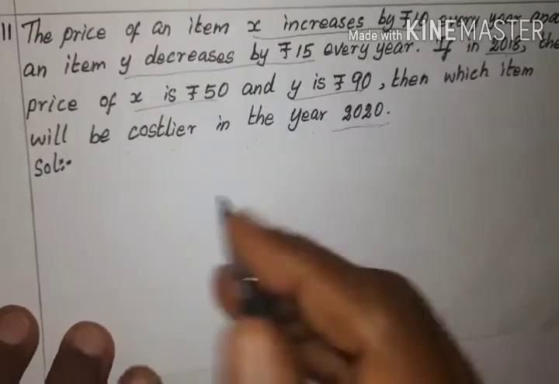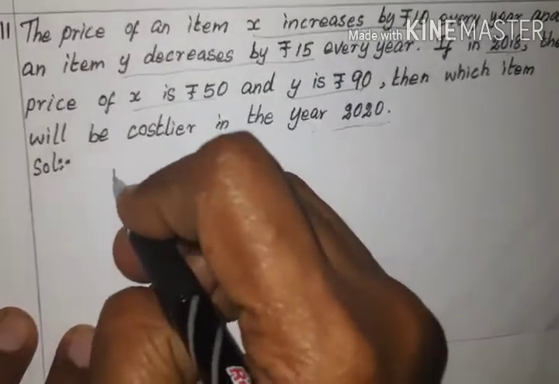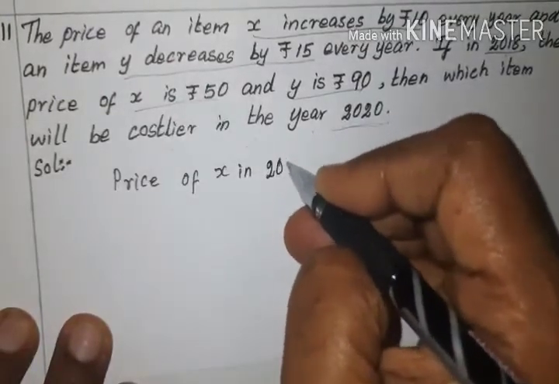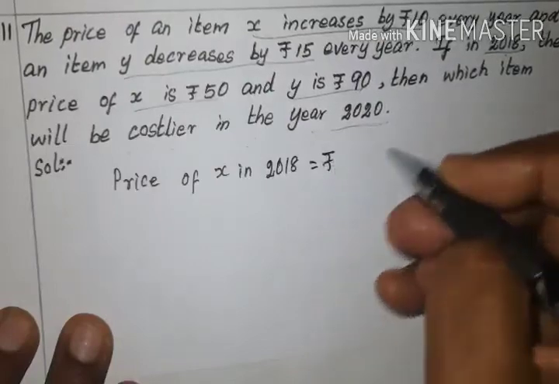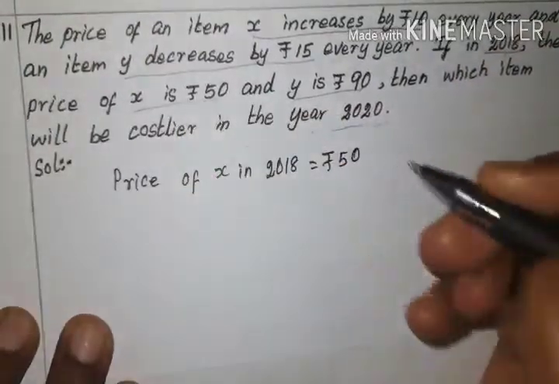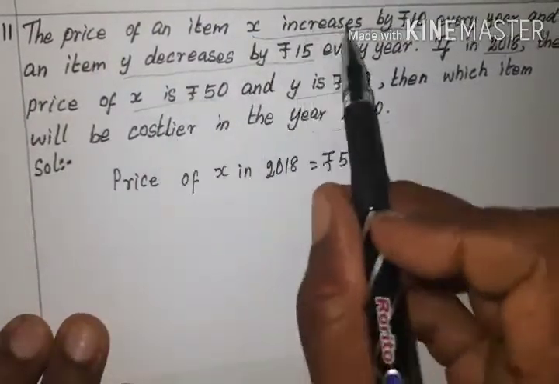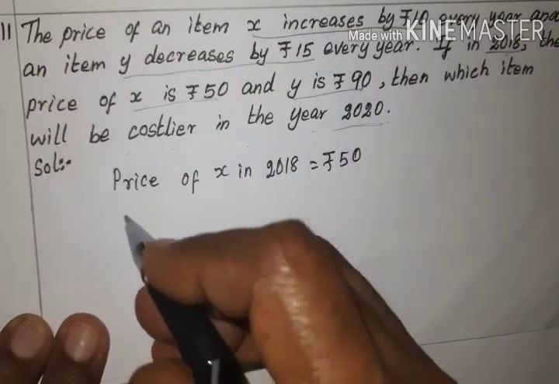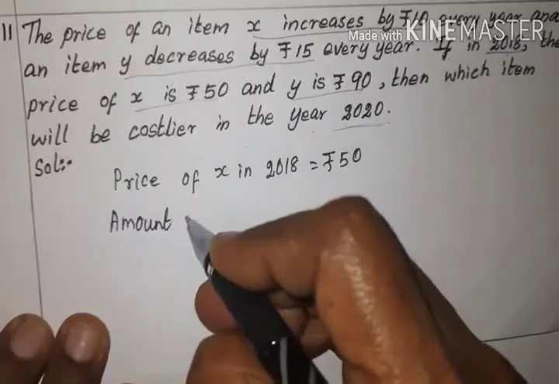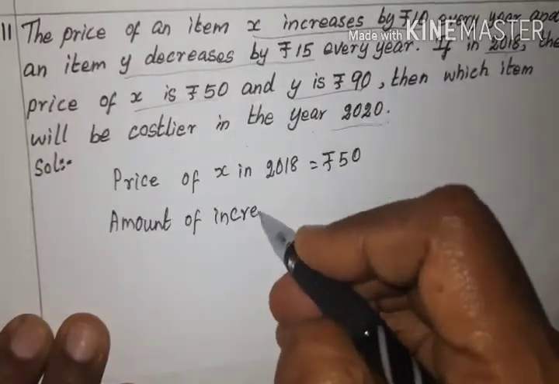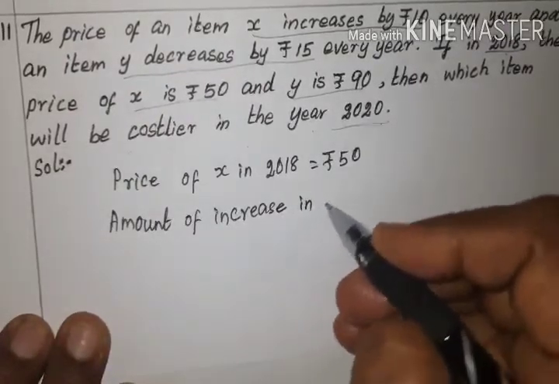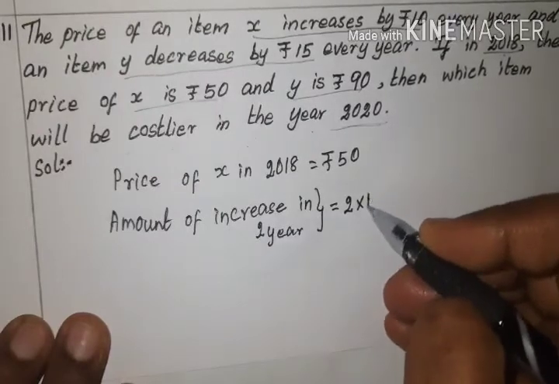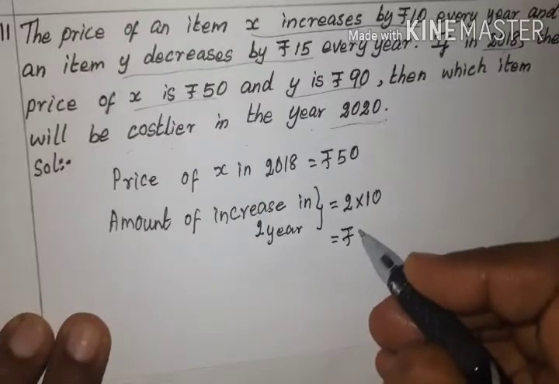Solution: price of X in 2018 equal to rupees 50. Amount of increasing, X increased 10 rupees. So 2 years after, 2020, 2 × 10. Amount of increase in 2 years equal to 2 × 10 equal to rupees 20.